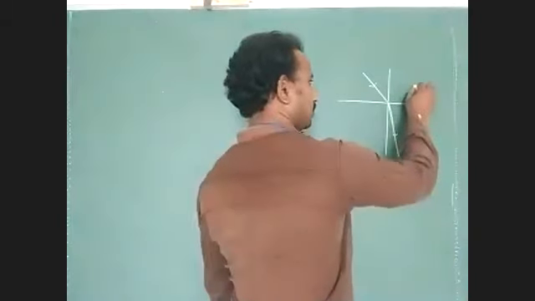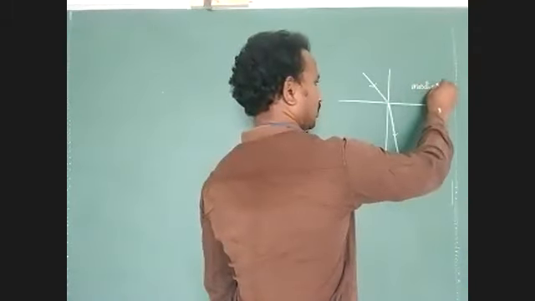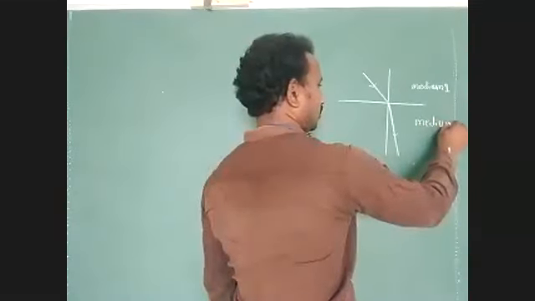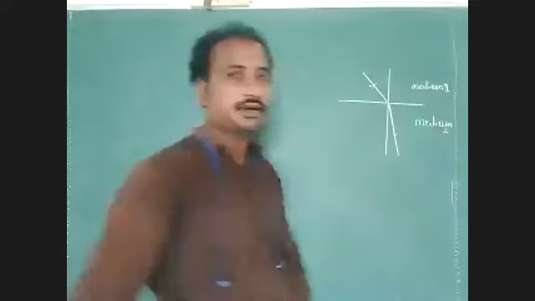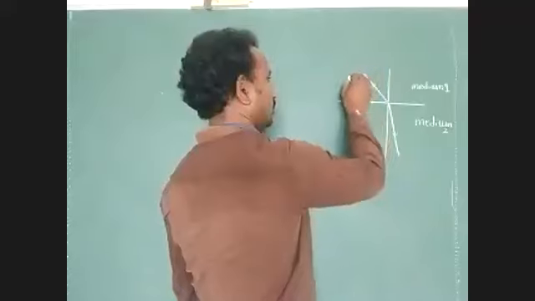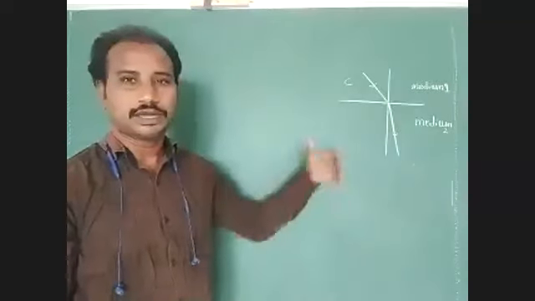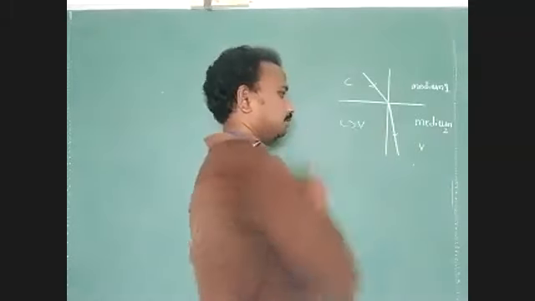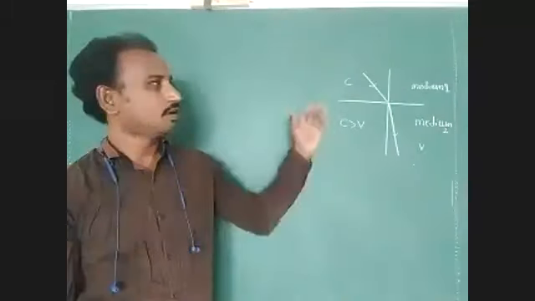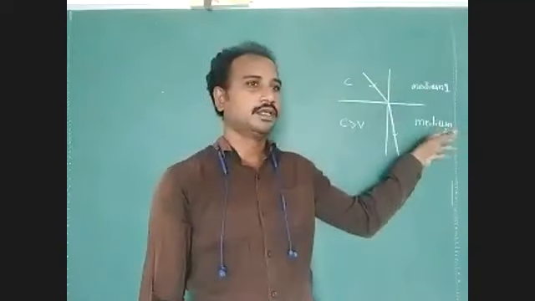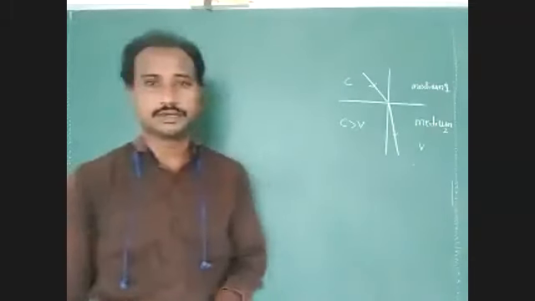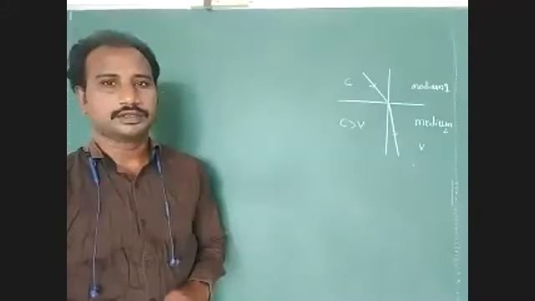So consider medium one and medium two. Here we have to identify the speed of light in the first medium, C, and the speed of light in the second medium, V. Here C is greater than V. The speed of light in a rarer optical medium is more than the speed of light in a denser optical medium. Understood? So we have to identify this point.